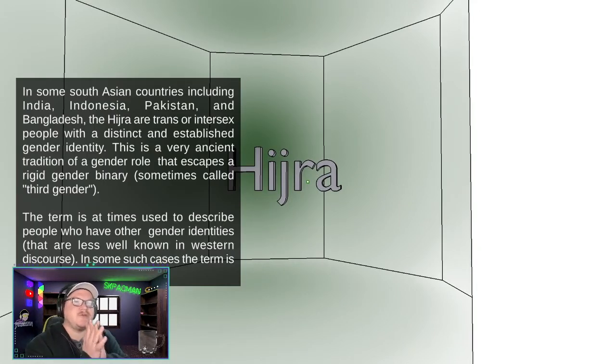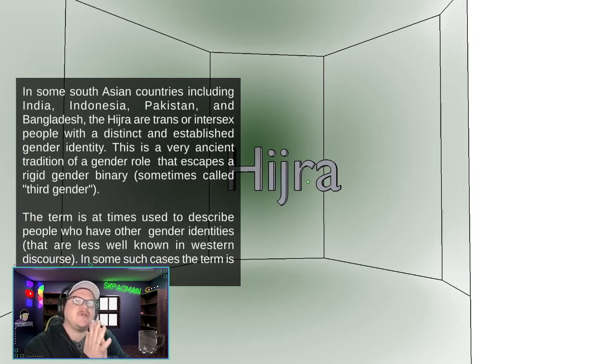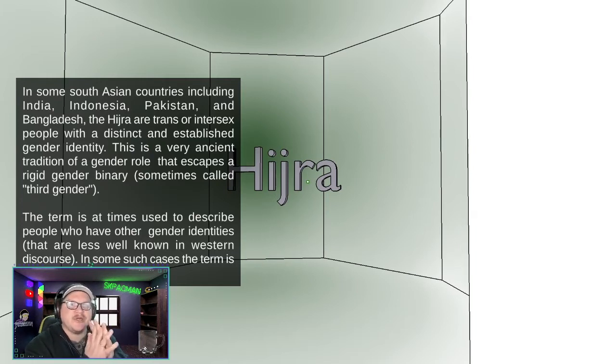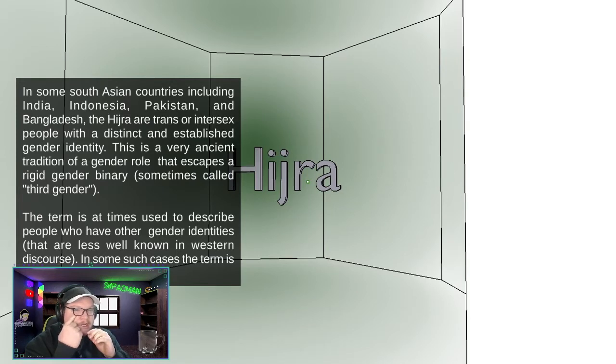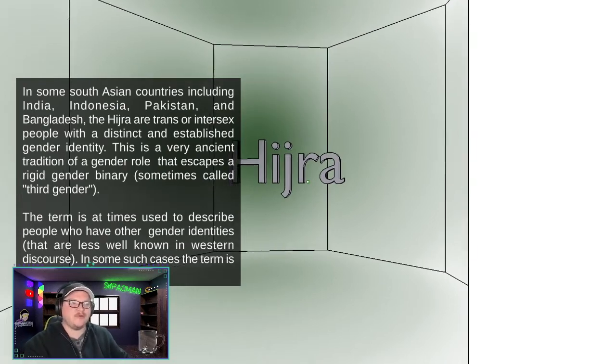Some South Asian countries, including India, Indonesia, Pakistan, and Bangladesh, the Hijra are trans or intersex people with a distinct and established gender identity. This is a very ancient tradition or gender role that escapes a rigid gender binary, sometimes called third gender. The term is at times used to describe people who have other gender identities that are less well known in a Western discourse. In some such cases, the term is offensive.